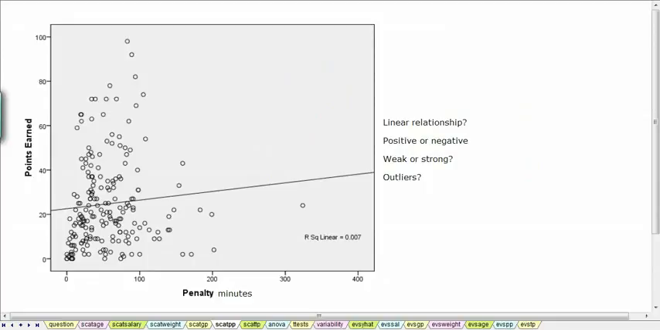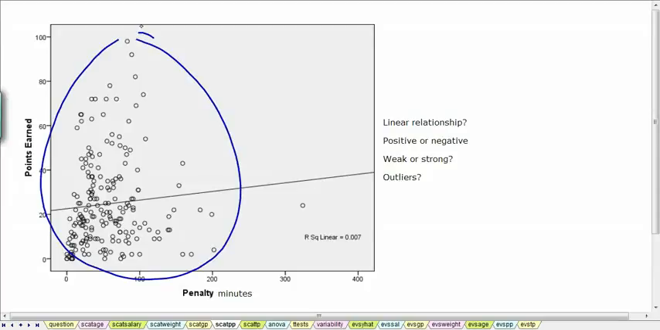The number of penalty minutes earned by a player, well, we'll see in this particular scatter plot, we've got, again, quite a random scattering of points, definitely an outlier. So there is definitely some outlier. One player in particular got a lot of penalty minutes and very few points.